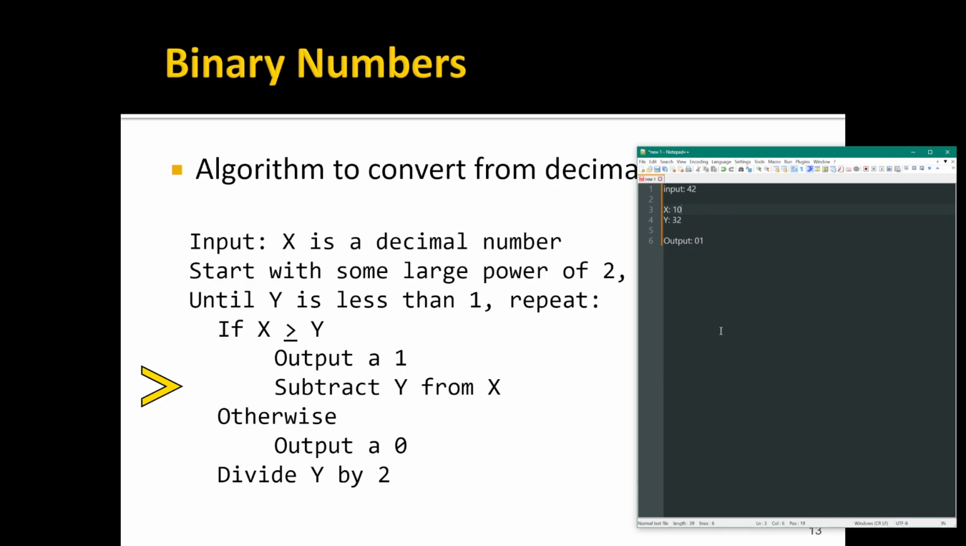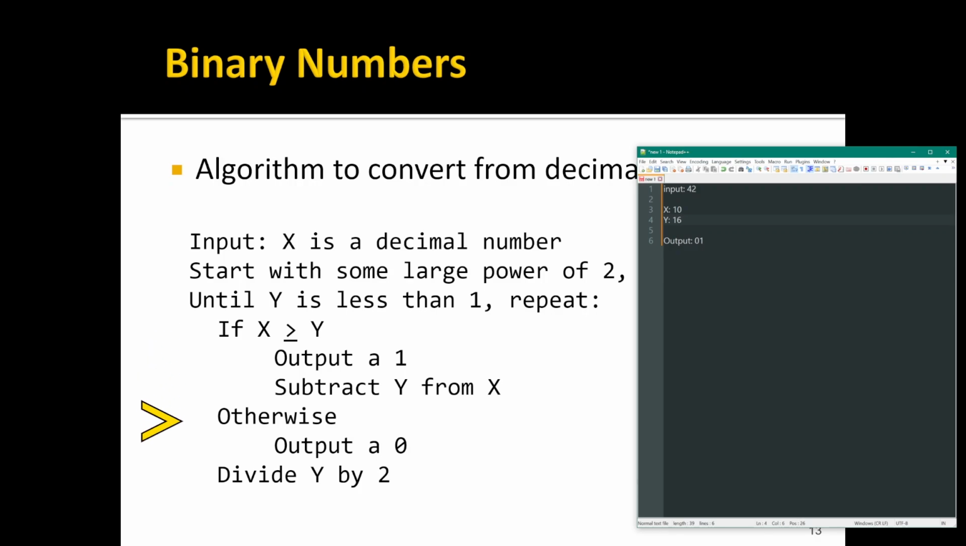And now we're left looking for 10 more jelly beans. Down at the bottom there, it says divide y by 2, so go on to the next column. So y becomes 16, and we repeat. So y is still greater than 1, 16 is still bigger than 1, so we keep going. Is x greater than or equal to y? X is 10, y is 16, that's not true.